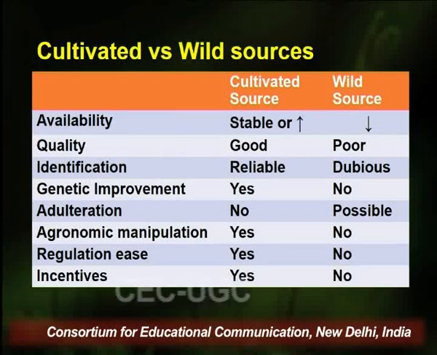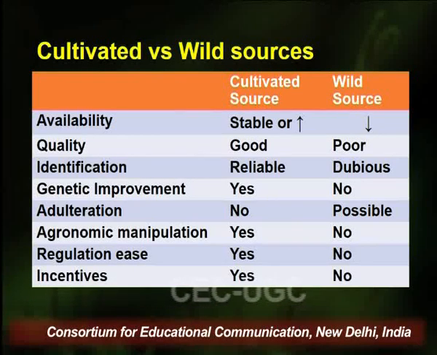Such kinds of adulteration are always possible in the case of medicinal plants if they are obtained from wild sources. Then agronomic manipulation. Now, agronomic manipulation is nothing but the optimization of the agricultural method that is being utilized to grow that crop of that particular medicinal plant species.